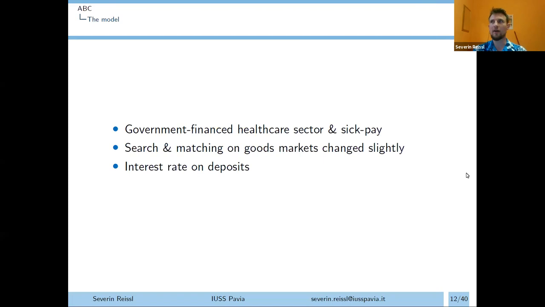And then the last modification that I want to mention is that we introduce an interest rate on deposits, and this is mainly done so that if we ever want to do monetary policy experiments in this model, there is an additional feedback channel for monetary policy, which, however, so far we have not made use of, but it's there if we want it.